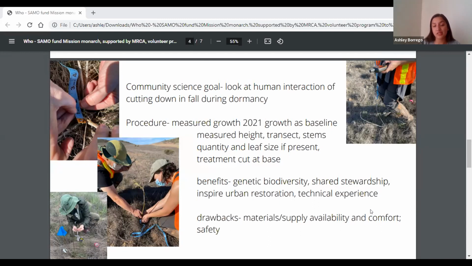Some drawbacks to the community science was materials and supply availability. We only had 2 GPSs when we went out, so that kind of limited how many people we could go with. And also some folks weren't comfortable using a GPS, so they started using Google Maps, which is fine, but Google Maps works in seconds and minutes versus GPSs work in degrees. So there's the conversion that needs to happen, which isn't too difficult, but just something to be aware of.